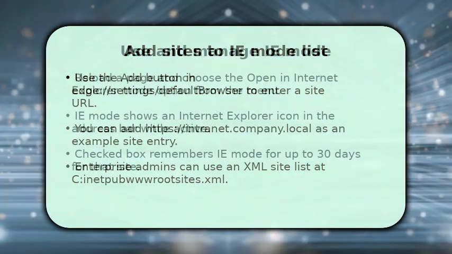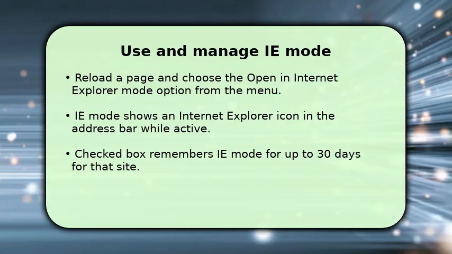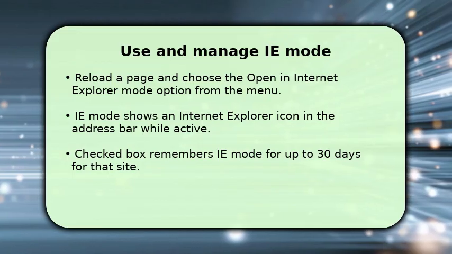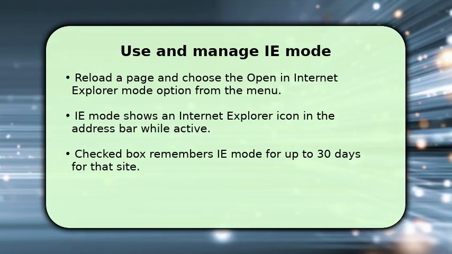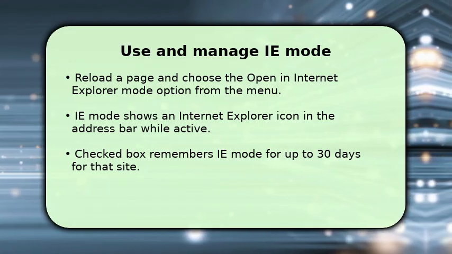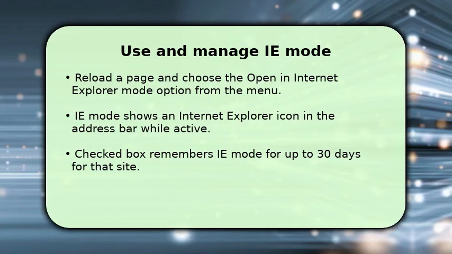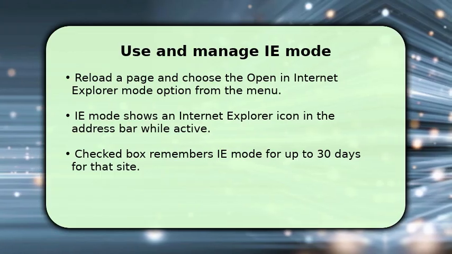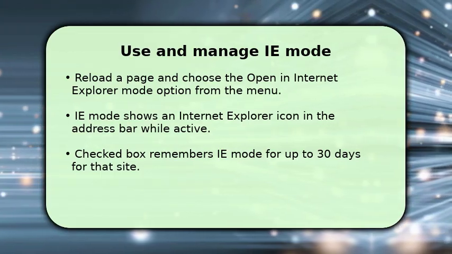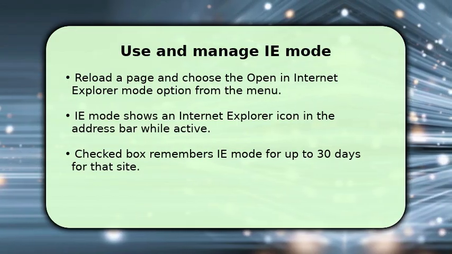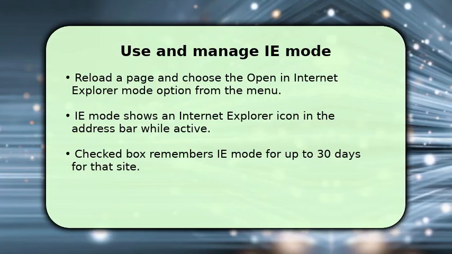path. For example, to use IE mode, open a site you added or need to test for compatibility. Click the three dots menu and select Reload in Internet Explorer mode to switch the current tab. When active, Edge displays an Internet Explorer icon in the address bar, so you know the mode is enabled. You can close the tab to end the session or uncheck the box to stop persisting the mode. Edge offers a checkbox to remember IE mode for the site for 30 days by default.